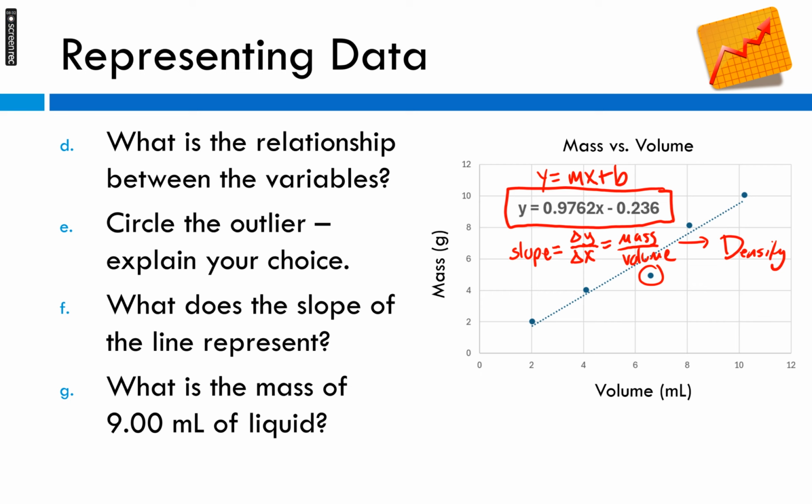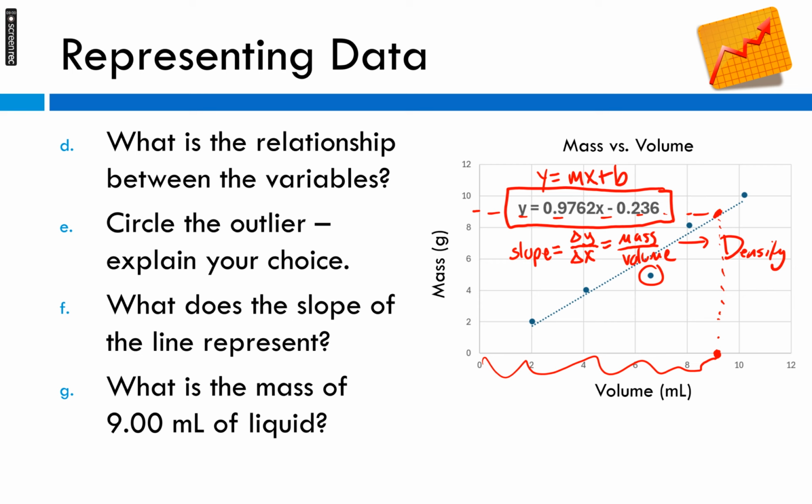All right, the last question I really want to look at is letter G. What is the mass of 9 milliliters of liquid? So when you were in middle school, when you did something like this, you probably would trace over to 9 milliliters, then you'd measure up. Okay, it's about where it hits the line. Maybe you'd get fancy about it and use a ruler, and then trace across to figure it out that way or roughly estimate it.